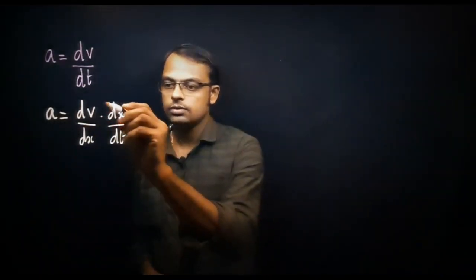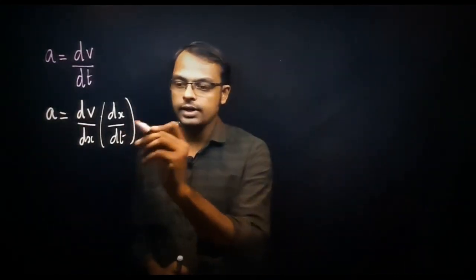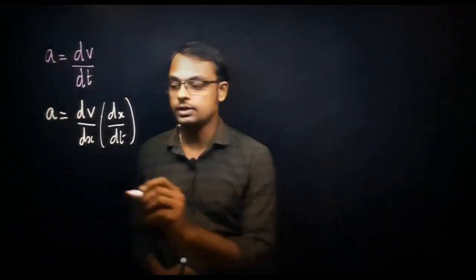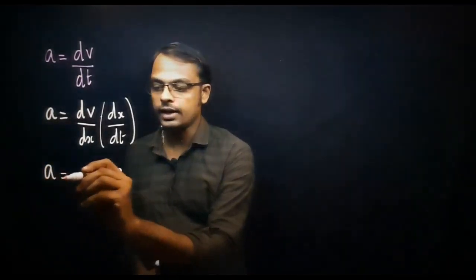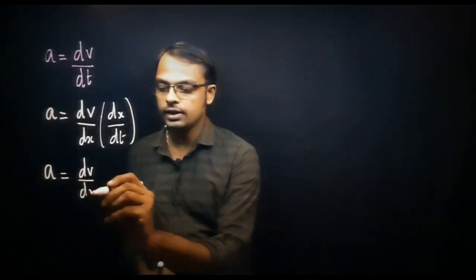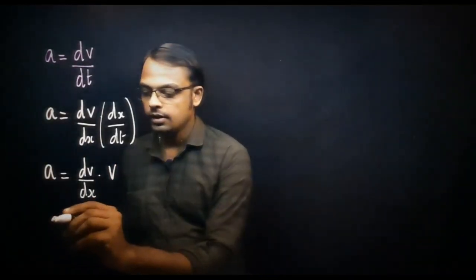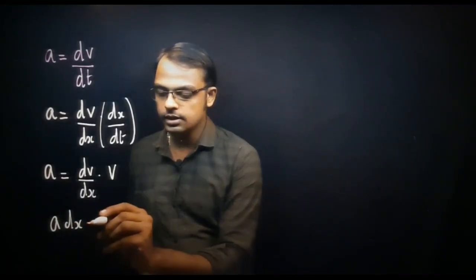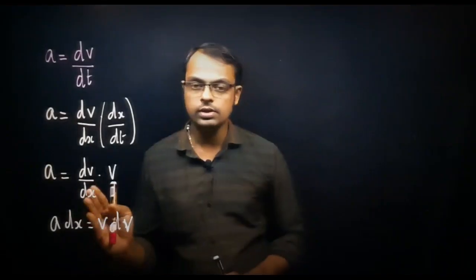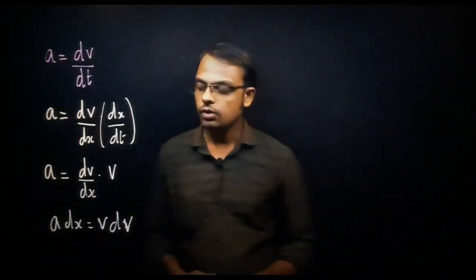Now in this equation, what is dx by dt? dx by dt is the first derivative of displacement, that is equal to what? Velocity. So I can write this equation as dv divided by dx into velocity, or a dx is equal to v into dv. It's a variable on the left hand side, dx. What is the variable on the right hand side? Here it is dv. Now what you have to do here?